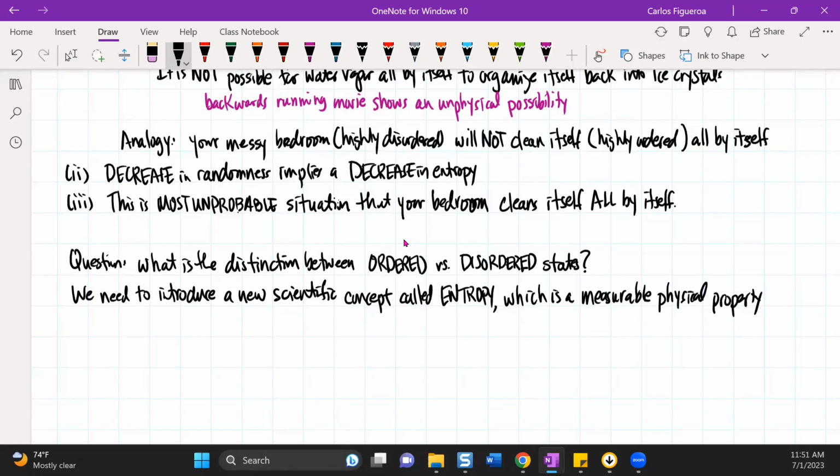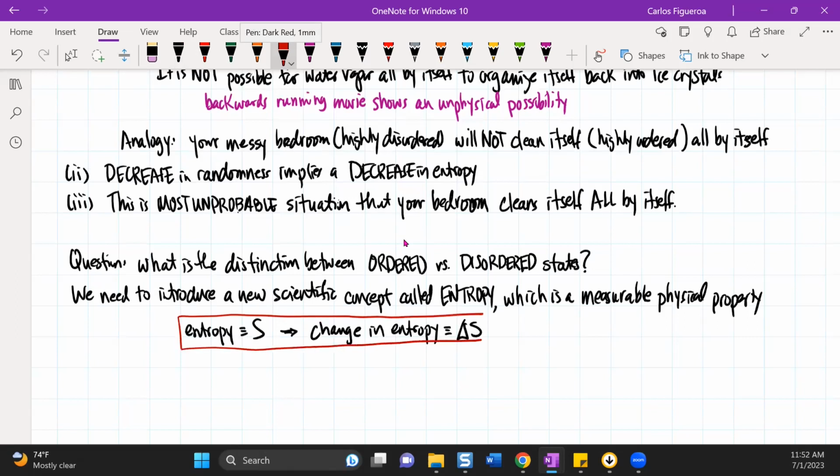And so here we go. So we define entropy by the letter S, but just like momentum, we can't talk about momentum without the change in momentum. You can't talk about velocity without the change of velocity. So just like entropy, we can only talk about the change in entropy. That's the only thing that's physical, which is written as delta S. S by itself is meaningless. Only changes in entropy make any sense.